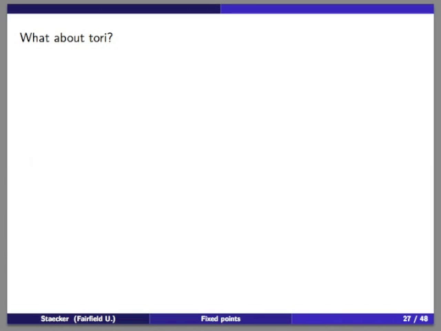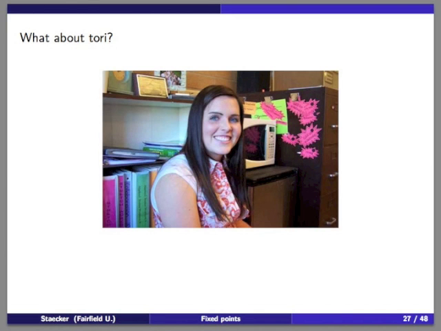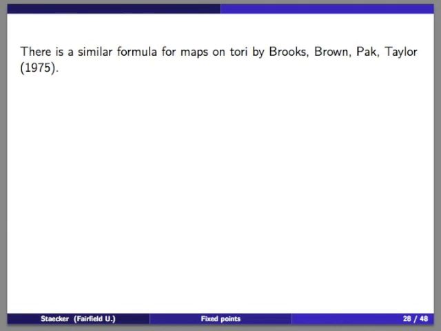What about tori? Tori is not much harder, actually. Anyone know who this is in the picture? Probably not. If you search on Google for Nielsen theory tori, you are likely to come across this woman. This is an American woman. Her name is Tori Nielsen. Tori is a common first name for women. There's actually several people named Tori Nielsen. This is what you get. Anyway, I don't know her. I'm sure she doesn't mind.